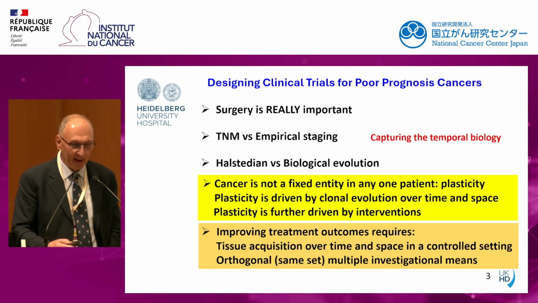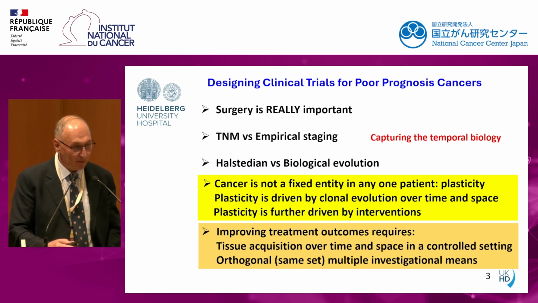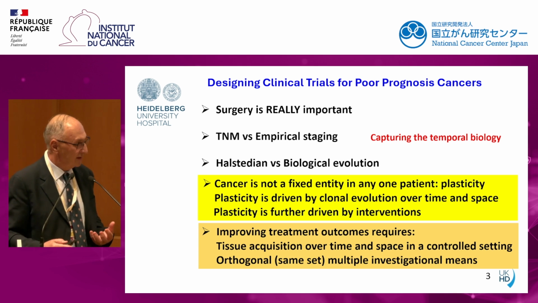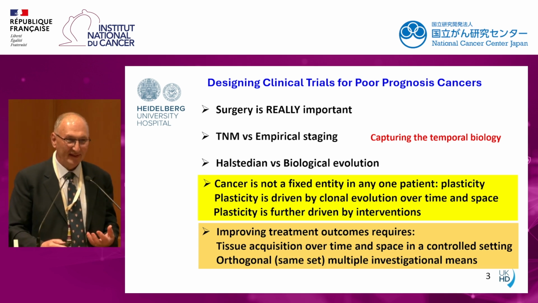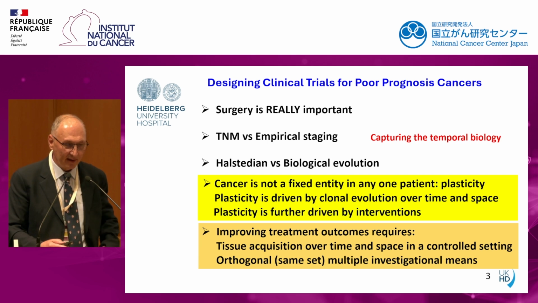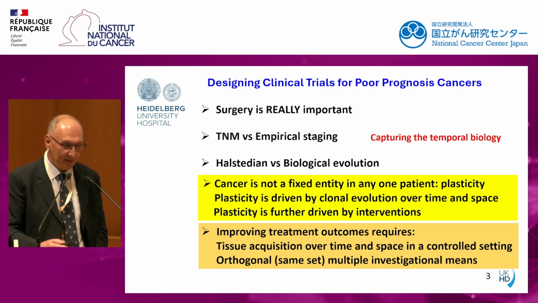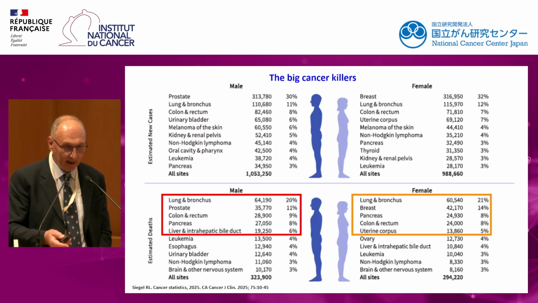So how do we improve treatment outcomes? Well, we've got to acquire the tissue, because this is what kills the patient. And unless we treat that tissue in the right kind of way, the patient will die. And of course, we need different types of investigation to be able to fully understand what we're dealing with. So these are the big killers.